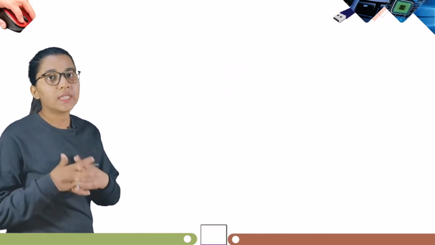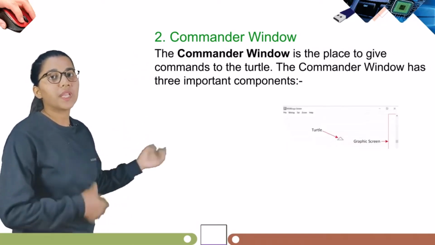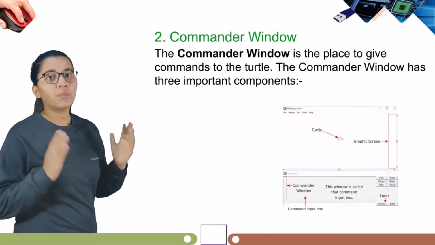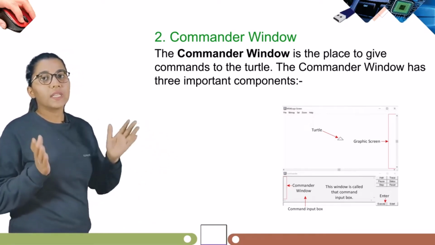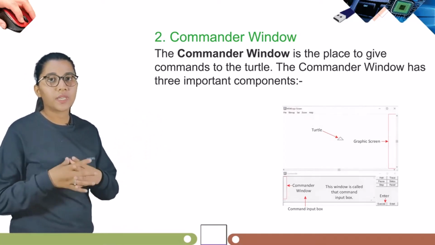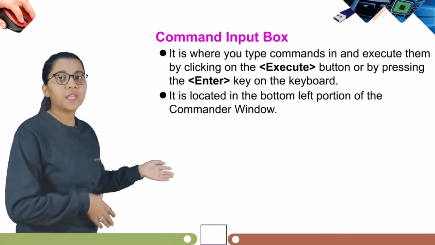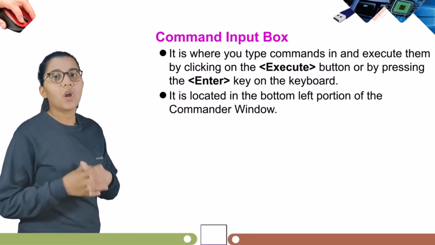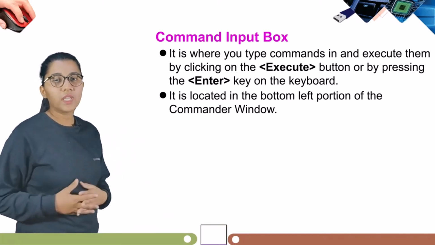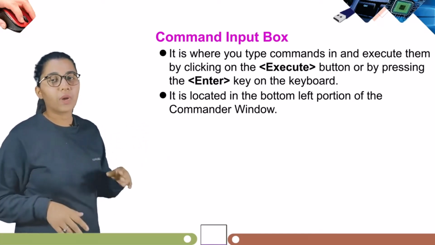Now students, let's learn about commander window in detail. The commander window is placed to give commands to the turtle. The commander window has three important components. Now students, let's learn about these three components in detail. So our first component is command input box. It is where you type commands in and execute them by clicking on the execute button or by pressing the enter key on the keyboard. It is located in the bottom left portion of the commander window.